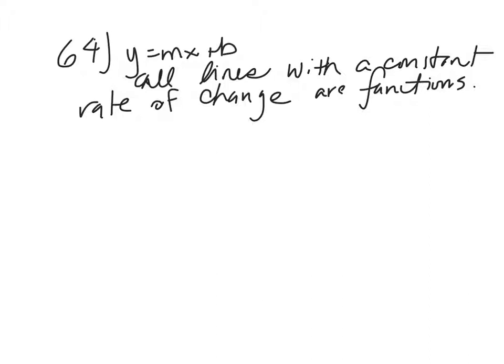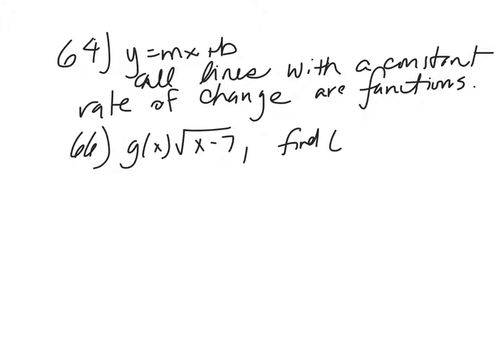Actually, we weren't supposed to do 64. I apologize for that. You don't need to do it. 66 says if the g of x is the square root of x minus 7, find the g of 8, the g of 32, and the g of 80.